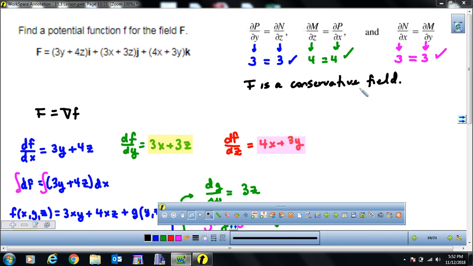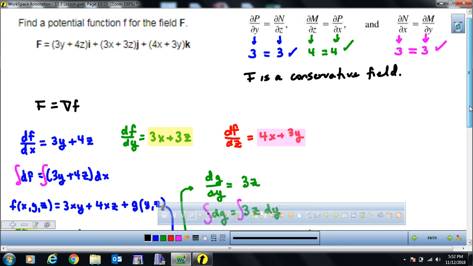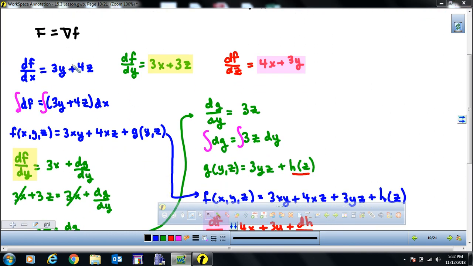So anytime a field is conservative, then we should be able to find a potential function so that the field is equal to the gradient of some potential function. Okay, that is how we actually find that possible potential function, by integrating and making sure that we use each one of these conditions one at a time.